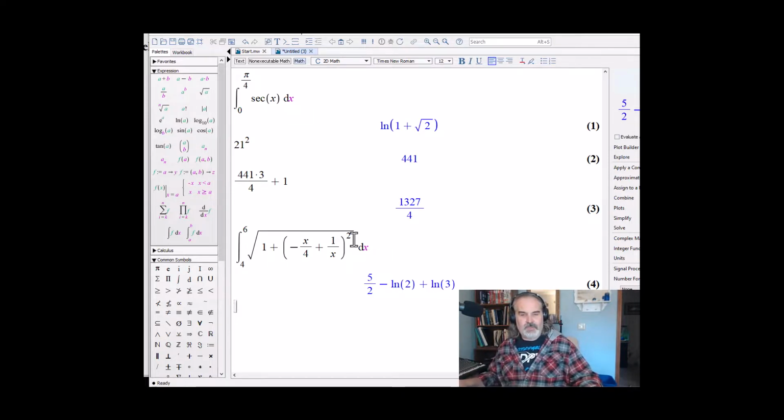I'm going to use properties of logarithms to combine the two natural logs just to make it easier to type in when I flip back to WebWork. Natural log of 3 minus the natural log of 2 is the natural log of 3 divided by 2.